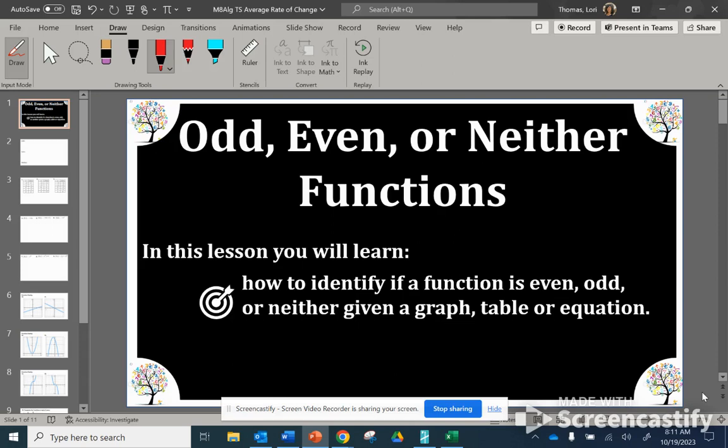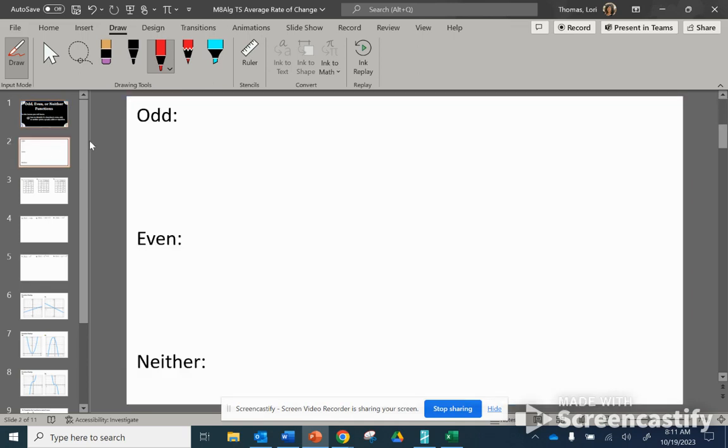Okay, guys, for this lesson, we're going to talk about functions being odd, even, or neither. Most functions are neither odd nor even. So, an odd function graphically is symmetrical about the origin.